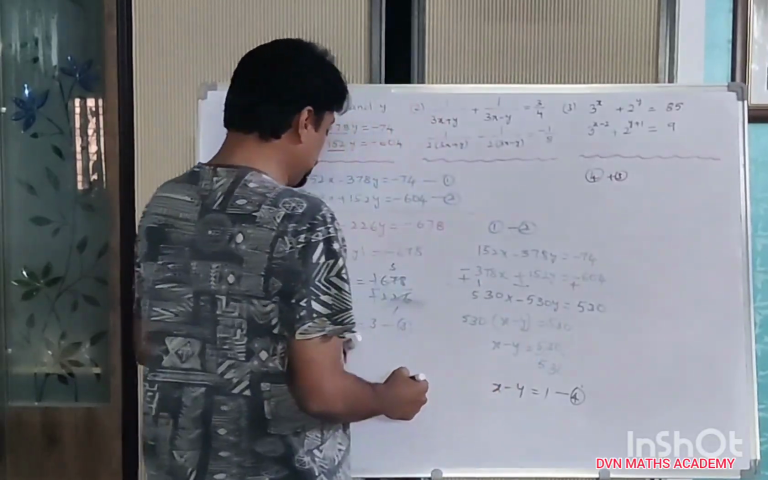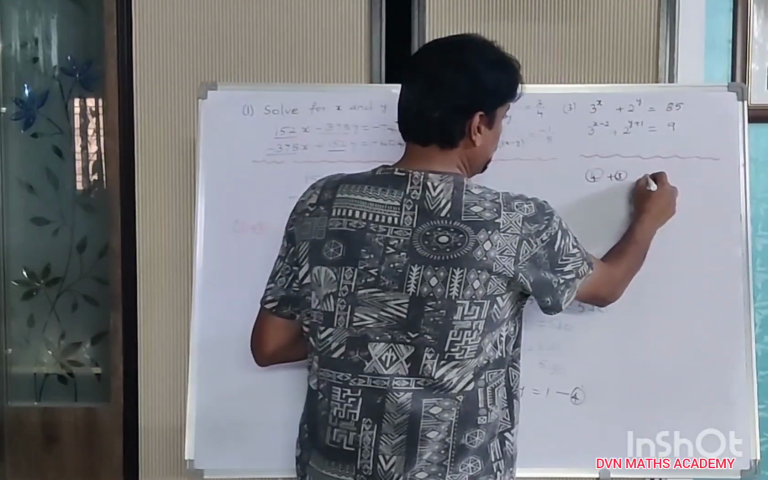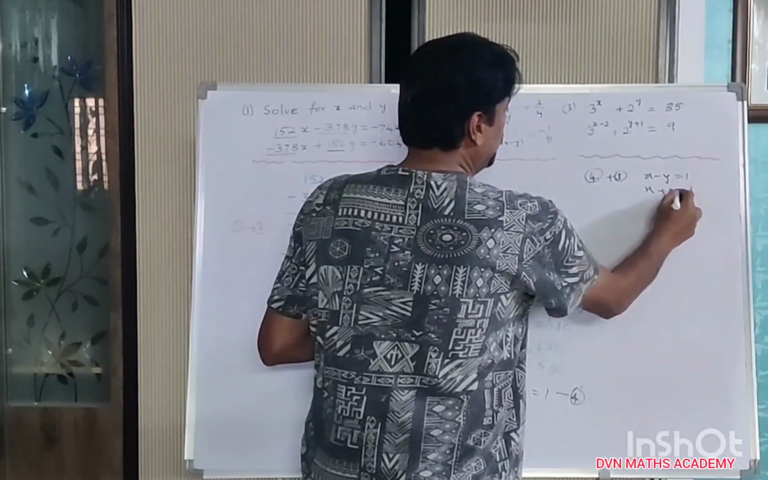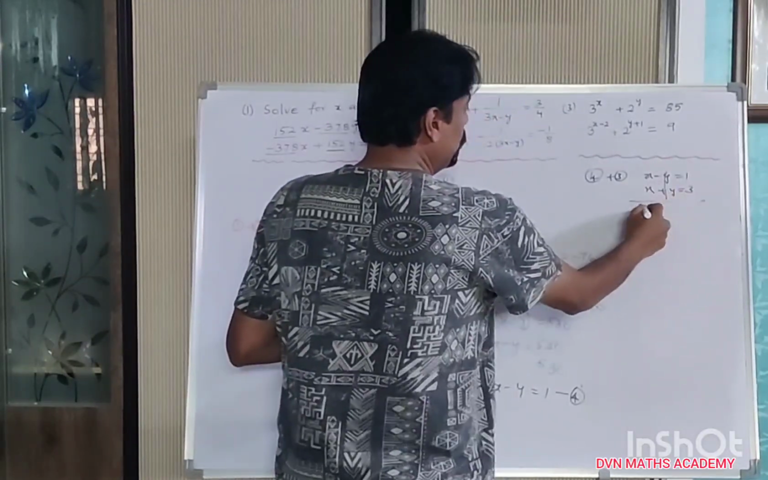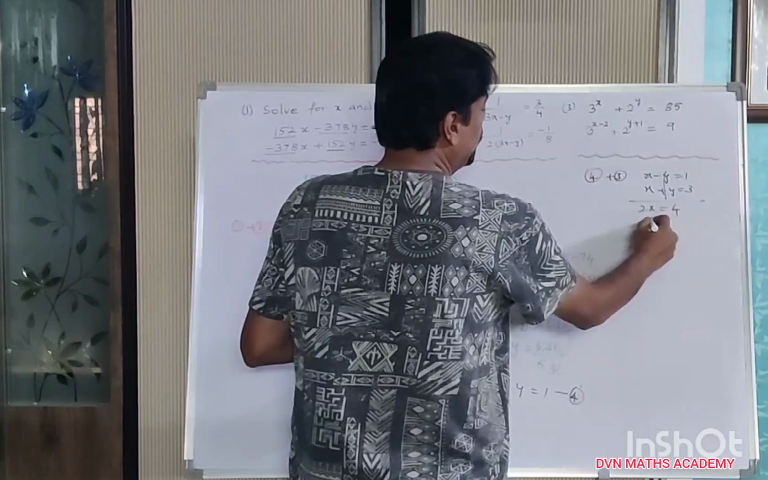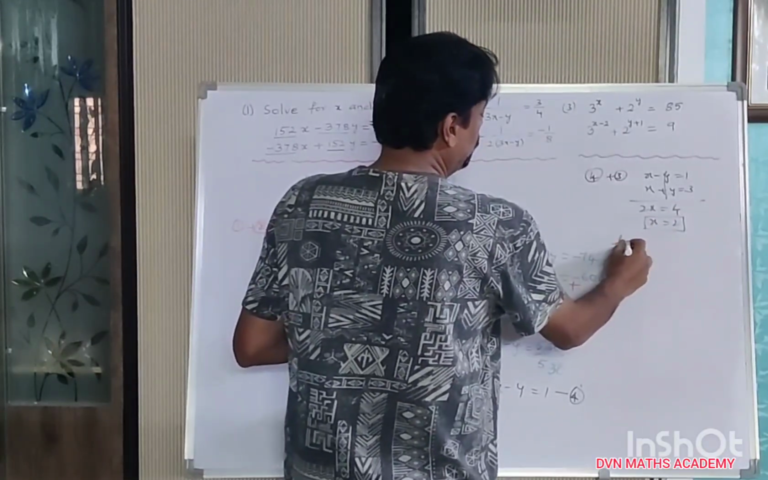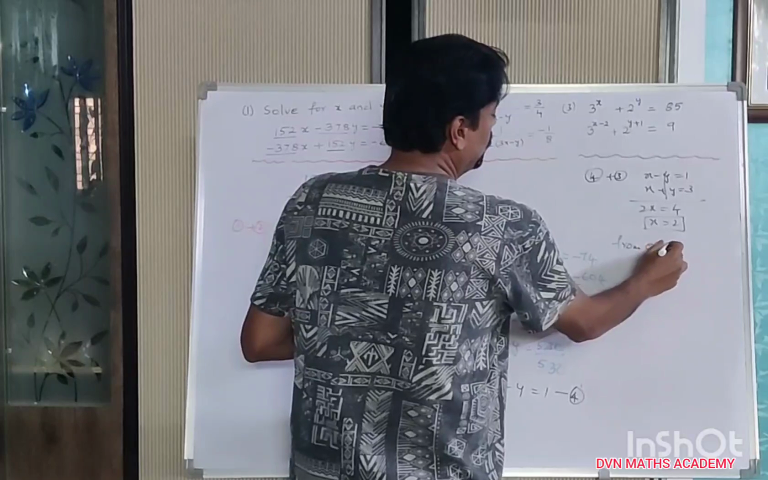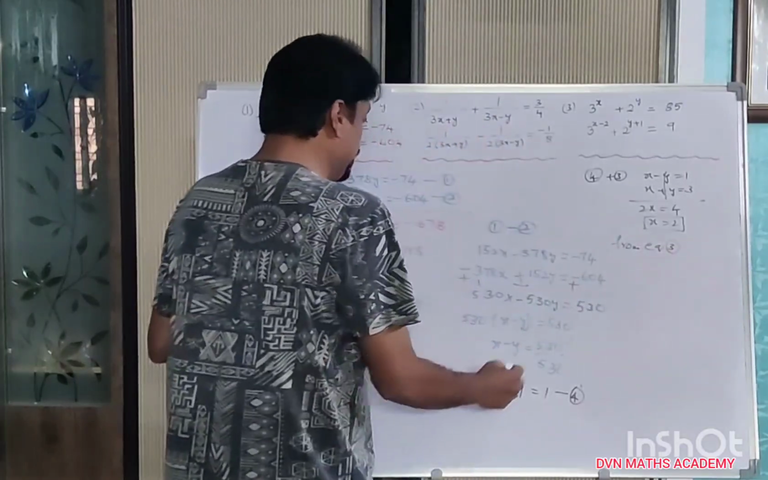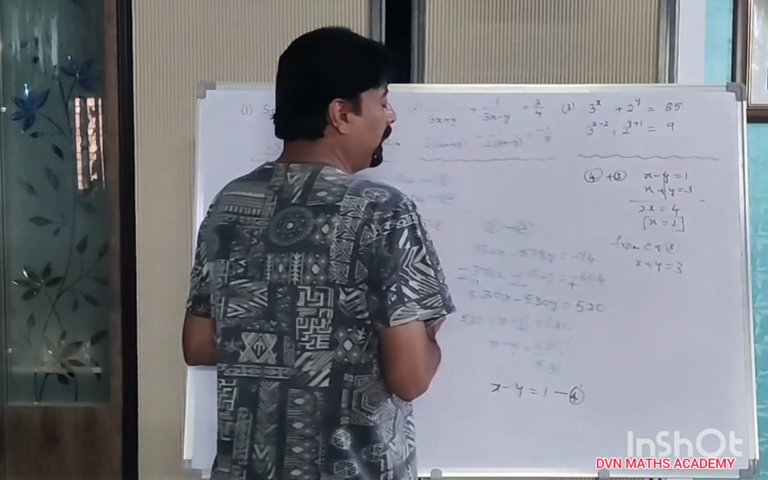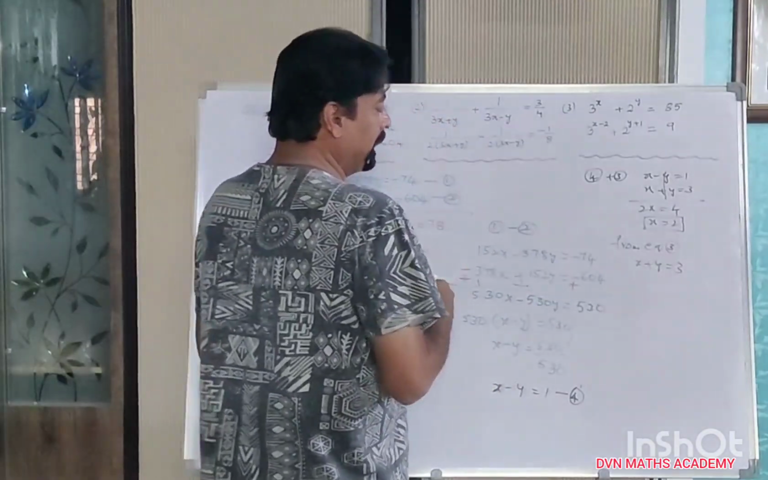Take the fourth equation and the third equation, that is, x minus y is equal to 1 and x plus y is equal to 3. If you add these two, 2x is equal to 4, then x is equal to 2. From equation 3, I take equation 3, x plus y is equal to 3.